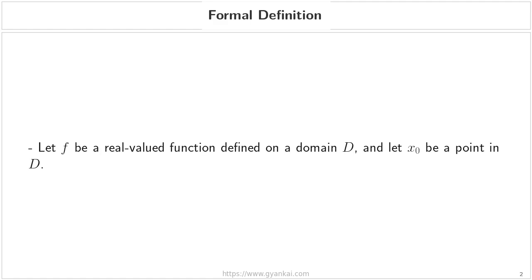Formal definition. Now that we have established that change cannot occur at a single isolated point, let us move to the formal mathematical definition. First, let us set the stage. Suppose we have a real-valued function, f, defined on a domain, D, and we are focusing our attention on a specific point, x0, which lies within that domain.